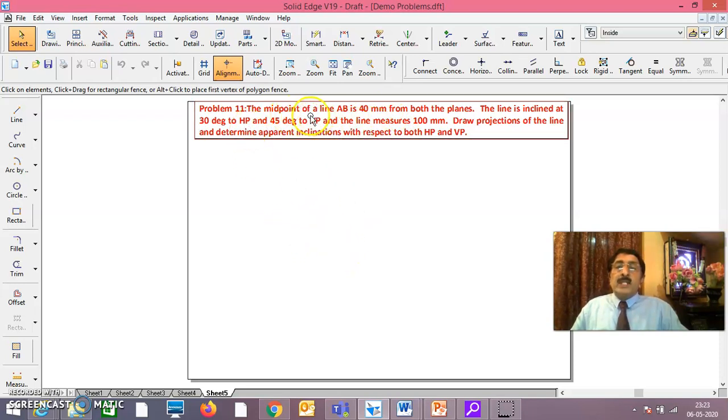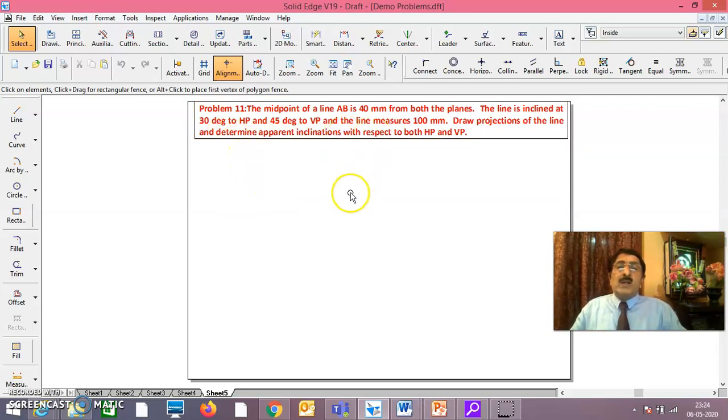Now here, since it is a midpoint problem, the midpoint is fixed, not an endpoint. When the midpoint is fixed, both A and B will be the rotating points. With the midpoint fixed, if you rotate the line with respect to HP and VP, both A and B will rotate. As a result, you will have the locus of A separately and the locus of B separately in the front view. In the same way, since the line is inclined to both HP and VP and is rotated with the midpoint fixed, you will have similar loci, two loci, in the top view also.